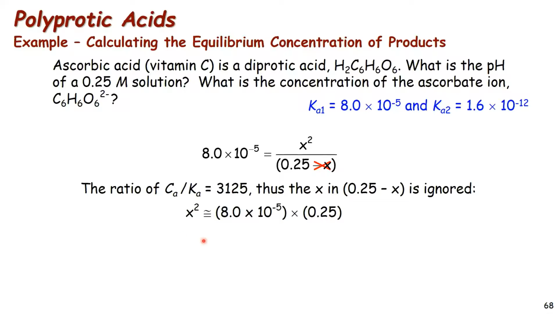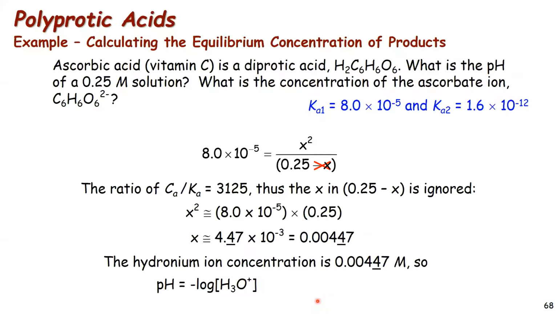We can ignore the -x term. That now simplifies to this, and all I did is I rearranged it, right? I took this and I multiplied it to this side, and now I'm going to take the square root of both sides, and that gives us a hydrogen ion concentration of 0.00447. So to get the pH, right? So again, remember that X is the hydronium ion concentration. So to get the pH, we'll just take the negative log of that. That gives us a pH of 2.35. Well, that makes sense. It's less than 7, so it means it's acidic. Okay.